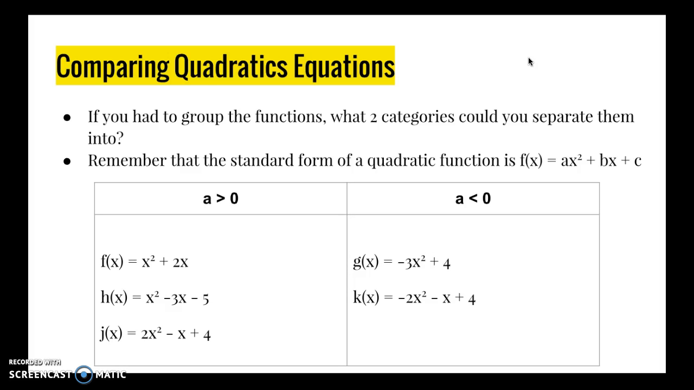If you look, 3 of your functions have that a is greater than 0, meaning your leading coefficient is a positive number. And you have 2 functions where a is less than 0, meaning your leading coefficient is a negative number. Take a second and look at their graphs again. Something else should be similar. So what should we notice?